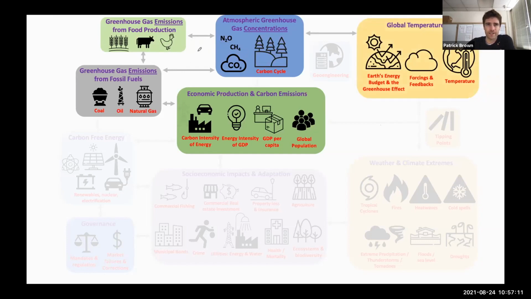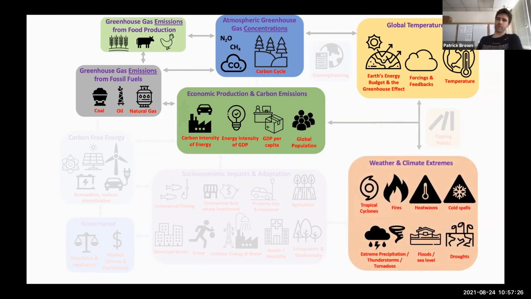These gases accumulate in the atmosphere, and then they interact with the Earth's energy budget and cause global temperature to change. That global temperature change has downstream consequences on various weather events. We don't care so much about global temperature. We care much more about local impacts in terms of climate extremes. So fires in California would be a good example.